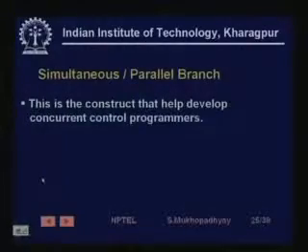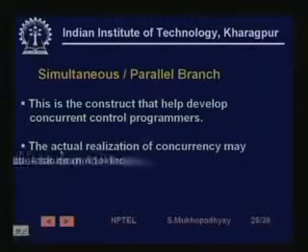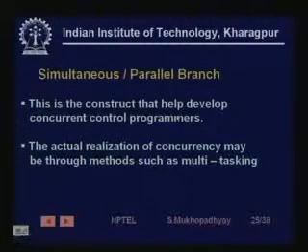Similarly, just like selective or alternative branches, you can also have simultaneous or parallel branches. This is a new construct which is not possible to implement in a normal state machine. It is a construct that helps concurrent control programs. The actual realization of how you run concurrent executions can be made using various operating system methodologies such as multitasking.